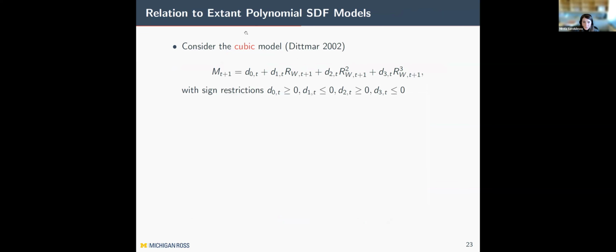So here, consider this cubic model from Dietmar, in which the stochastic discount factor M is going to be a function up to order 3 on the aggregate wealth, right? And from utility theory, one can impose sign restrictions on these coefficients. Obviously, this M in its form is not ensured to always be positive, right? So unless we have that this third component is equal to 0, M can become negative.